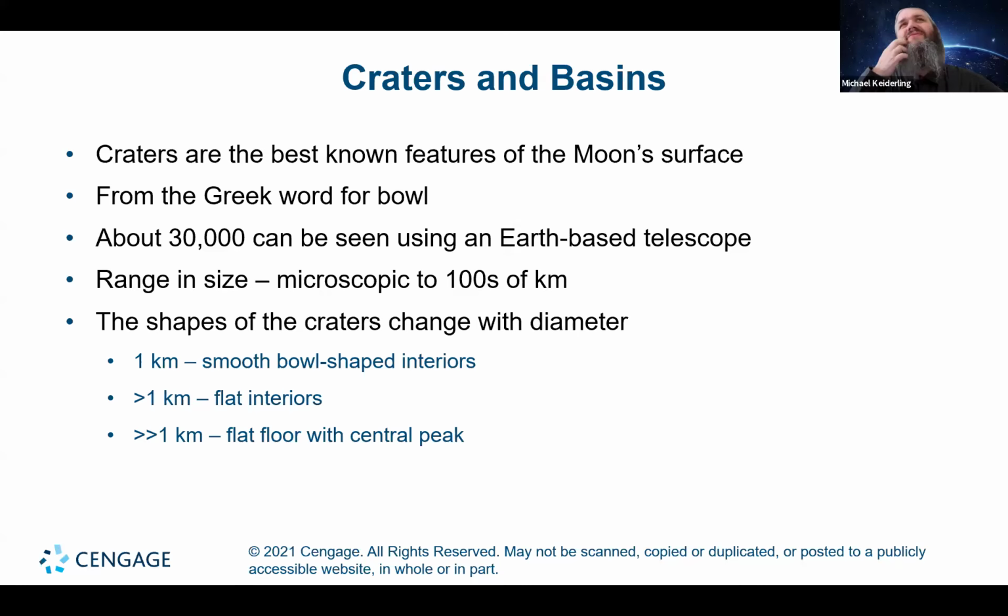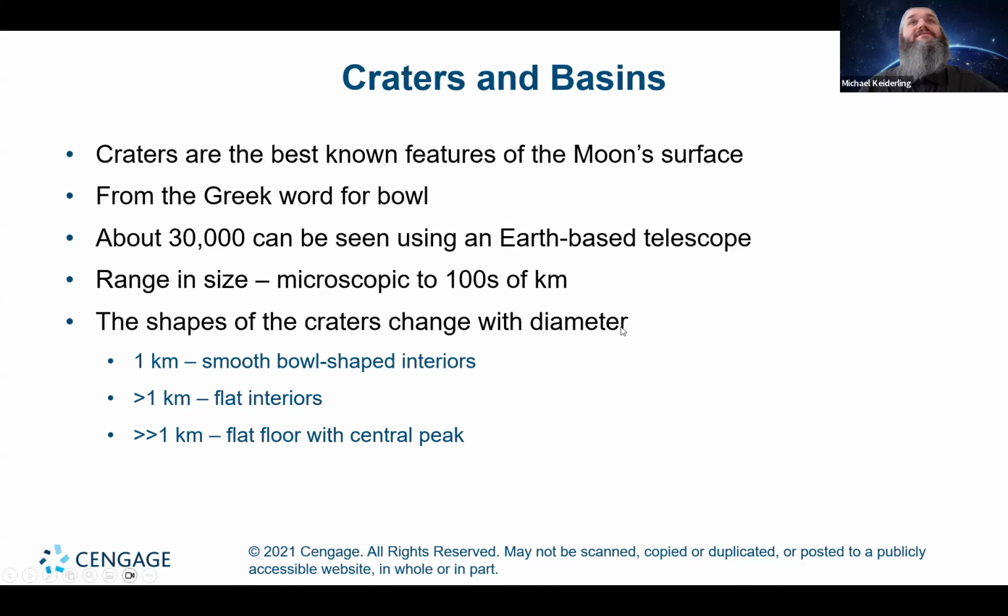So craters and basins are the best known features on the moon's surface. They come from the Greek word for bowl. About 30,000 can be seen using an Earth-based telescope. And the craters on the moon range in size from literally microscopic. We brought back materials from the moon where we have little round droplets formed from an impact that have tiny impact craters on them, to hundreds of kilometers in diameter, to enormous, massive in size.